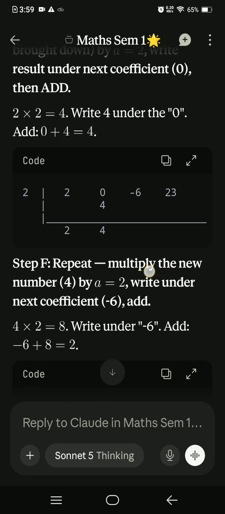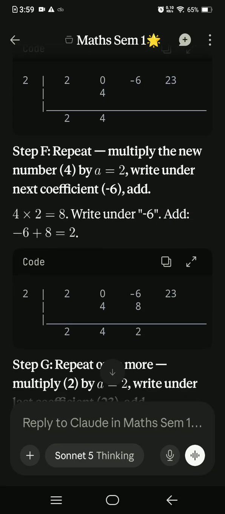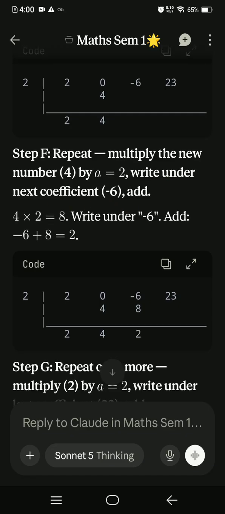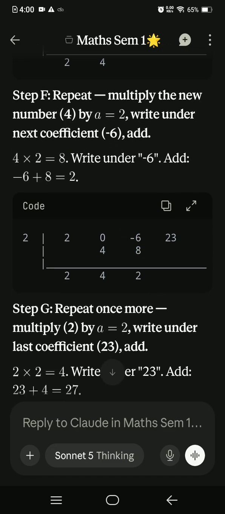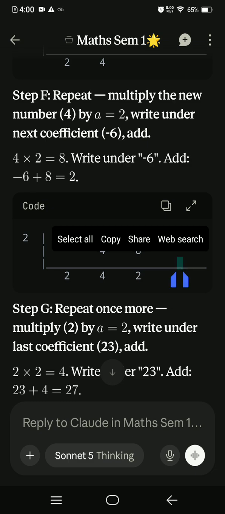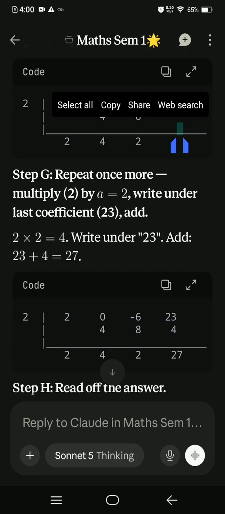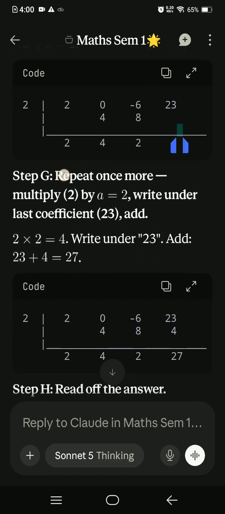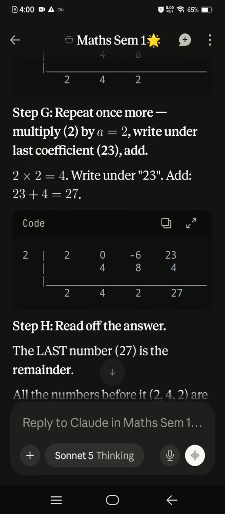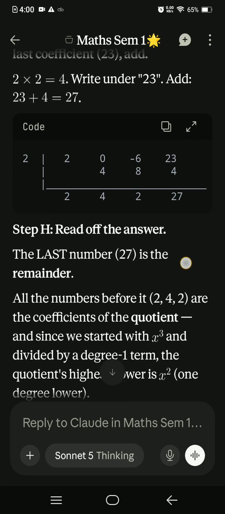Repeat: multiply the new number 4 with 2, then 8 goes here, right under the next coefficient. Then adding these two gives 2: 8 plus the next coefficient is 2, and then 2 2s are 4, 4 goes here. Then 23 plus 4 is 27. So 27.